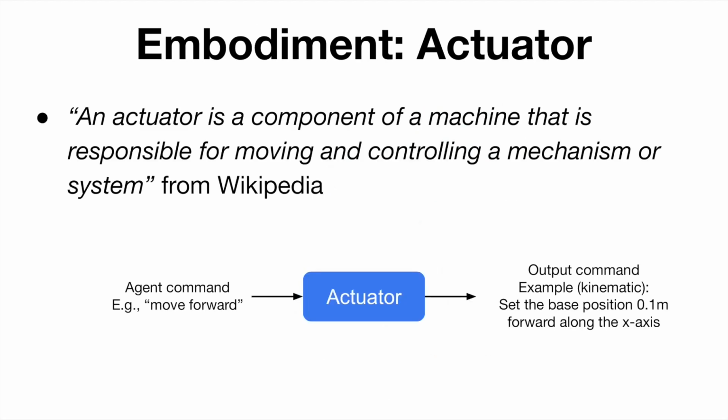Next, we are talking about actuators. An actuator is a component of a machine that is responsible for moving and controlling a mechanism or system. An actuator takes an input command from the agent and outputs commands to the simulator to control the robot. For instance, the input command is move forward, and the output command can be to set the base position 0.1 meter forward along the x-axis. Besides, the output command can be low-level physical signals. For example, 10 Nm of torque applied to the wheel joint.